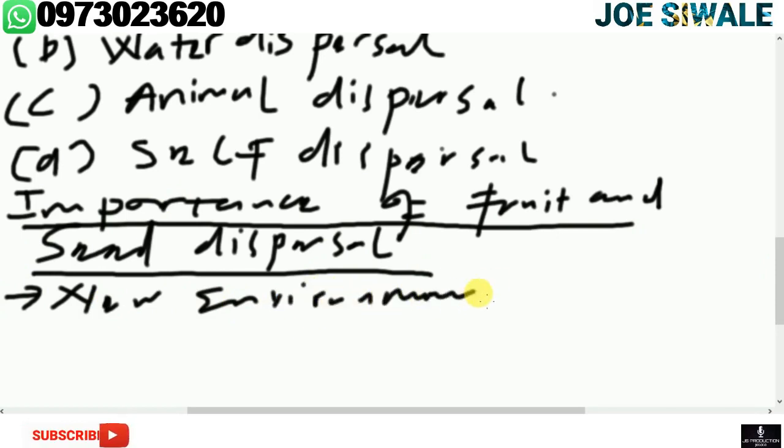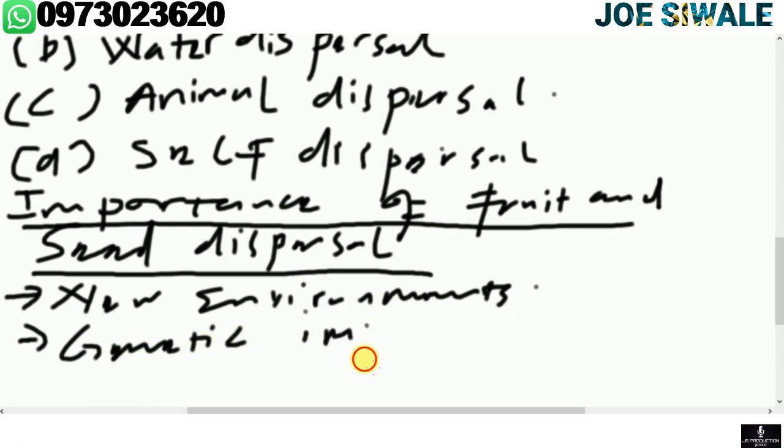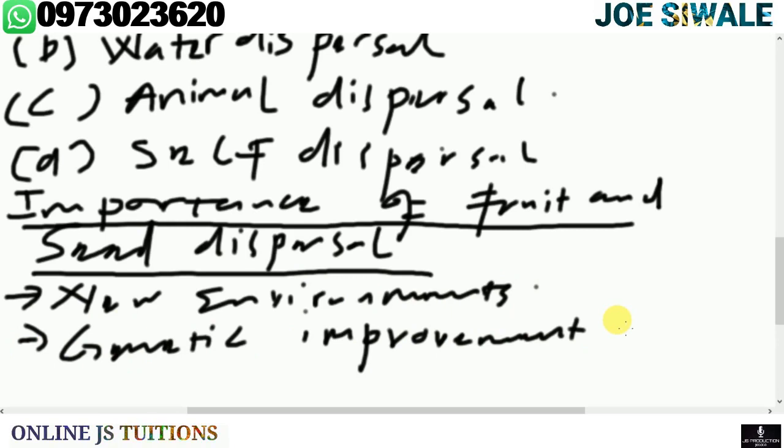These environments can be more fertile, and this can lead to genetic improvement of the seed as it explores the environment. Then the other importance of fruit and seed dispersal is that it prevents overcrowding. So this prevents overcrowding.